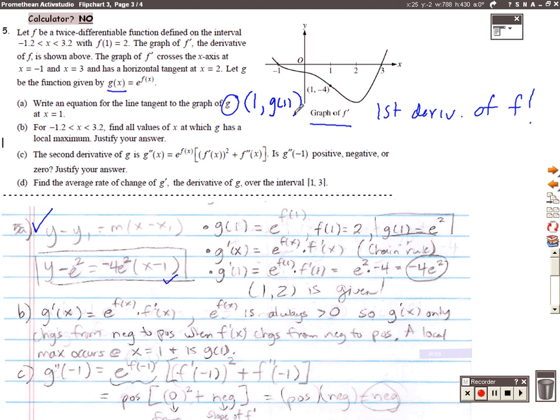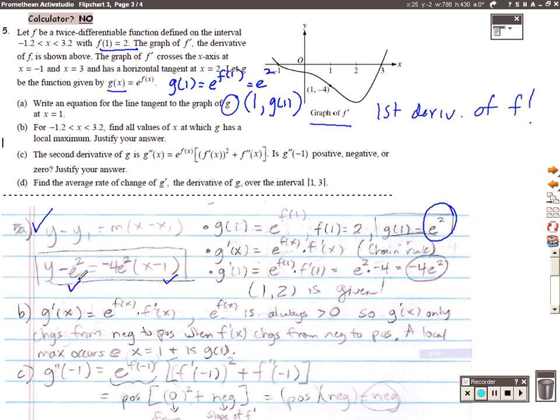To find g of 1, we're going to have to come back into the function. G of 1 is equal to e to the f of 1. So how in the world am I going to find e to the f of 1? Well, good news. They told me that f of 1 is 2, so that's the same thing as e squared. So you can see down here in my work that I know that g of 1 is e squared. So every point that you can gain for yourself is a good one.